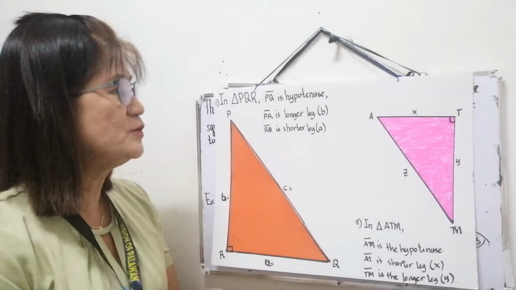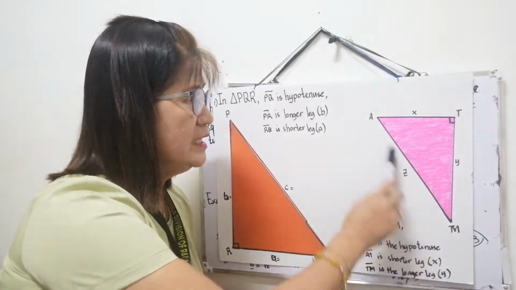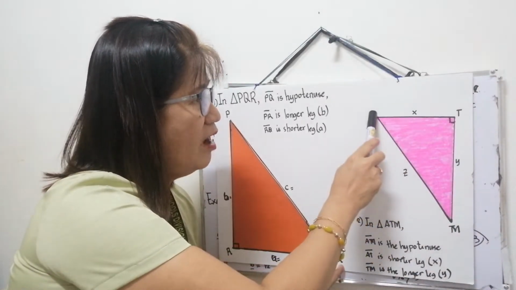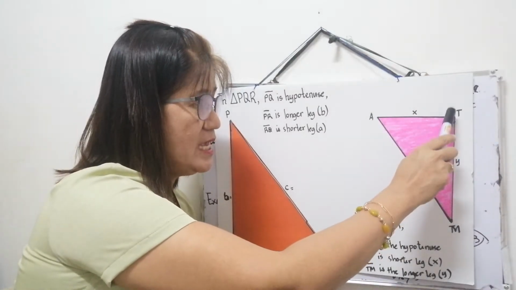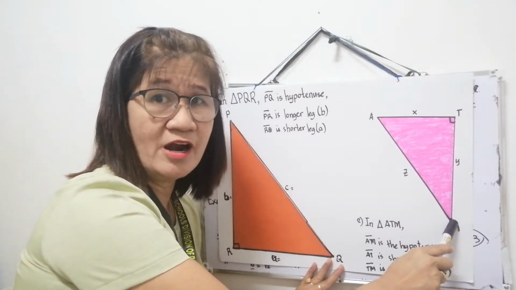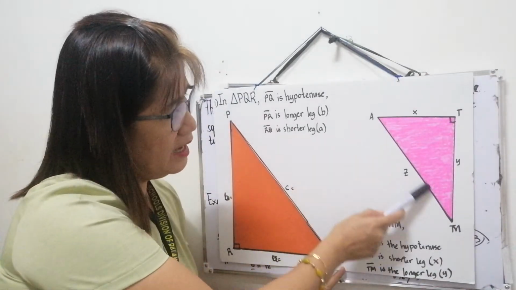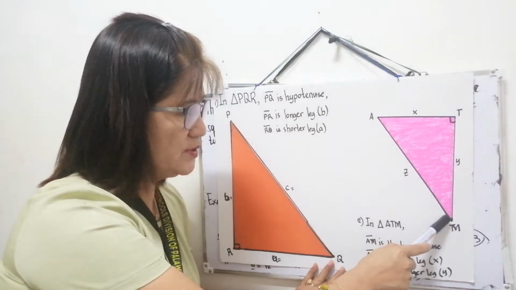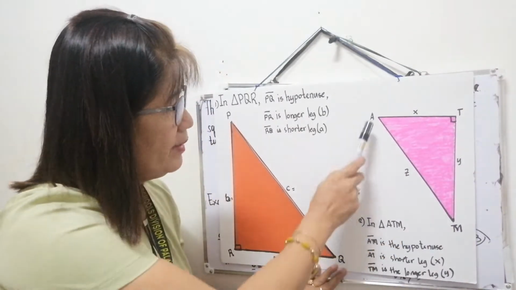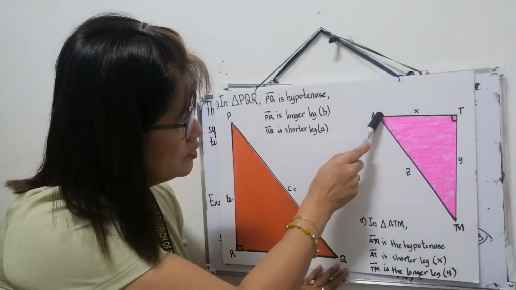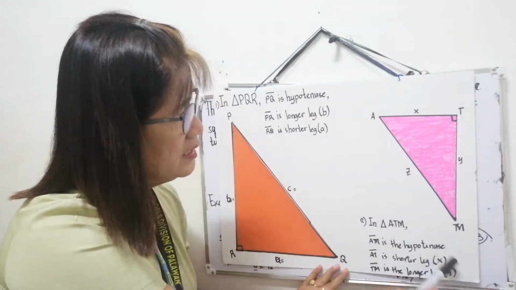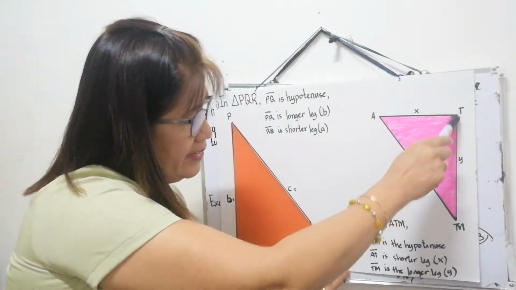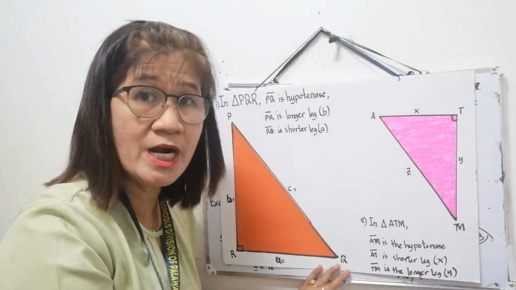Okay? Now, let's proceed to another right triangle. In triangle ATM, the two legs are line segment AT and line segment TM. These are the legs. And the longest side is what we call the hypotenuse. So again, line segment AM is the hypotenuse. Line segment AT is the shorter leg, and line segment TM is the longer leg.